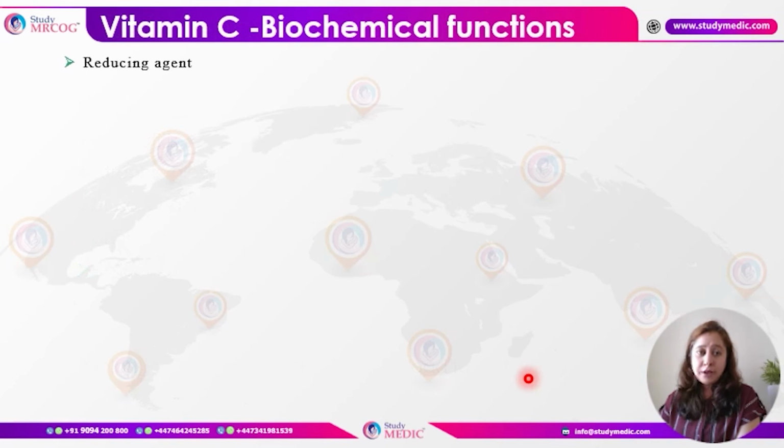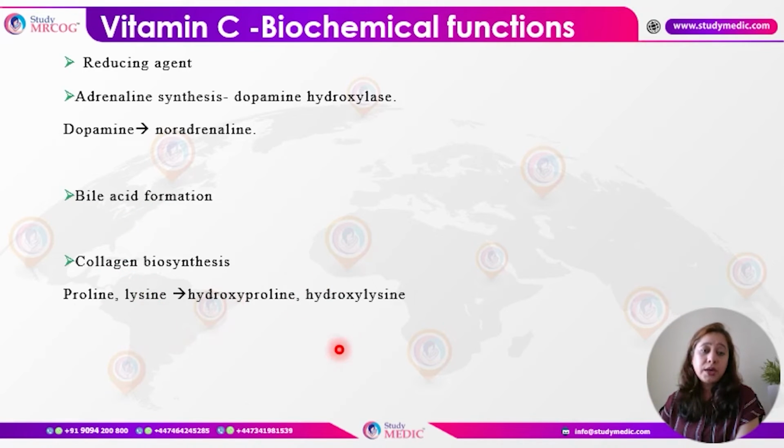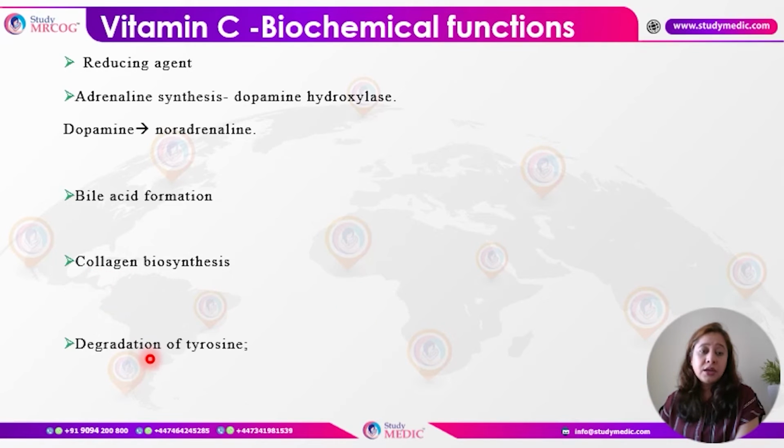So what are the biochemical functions of vitamin C? It acts as a reducing agent required for dopamine synthesis. It is required for adrenaline hormone synthesis, so dopamine to noradrenaline, and then it is required for bile acid formation. It is required for collagen maturation, so hydroxyproline and hydroxylysine formation, and it is also required for tyrosine metabolism, that is to form homogentisic acid, and it is required for folate metabolism.